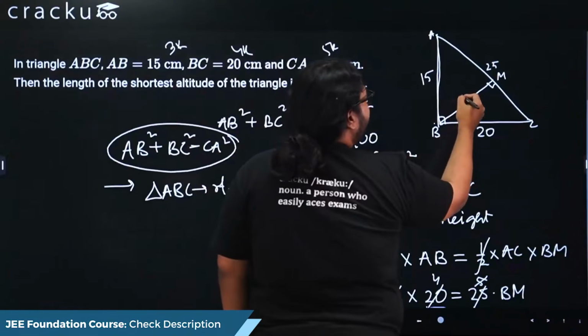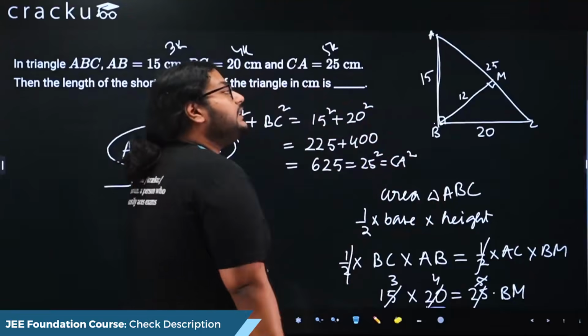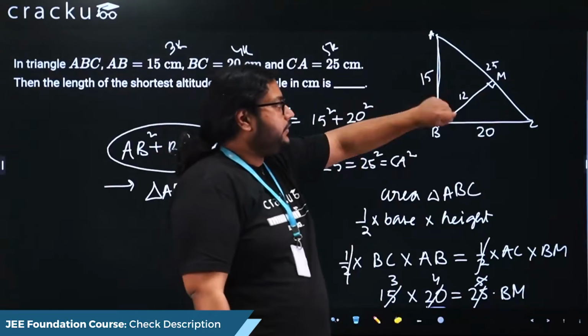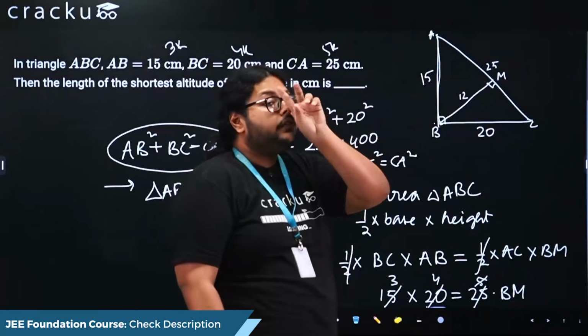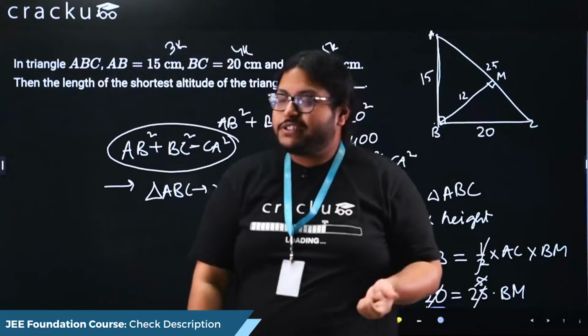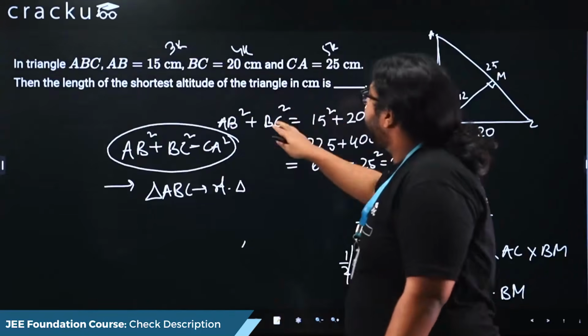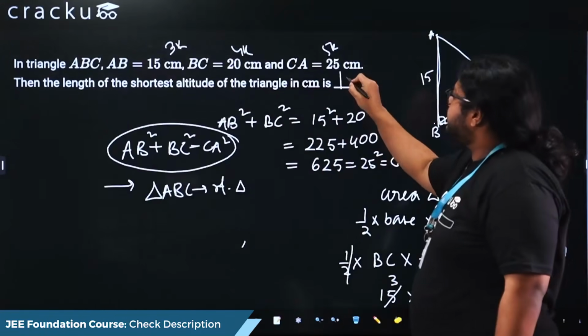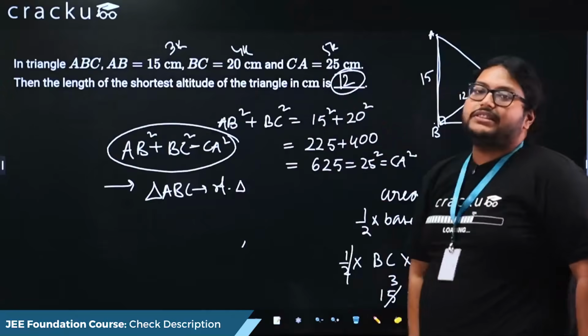So here we have this. So what are the three altitudes now? One altitude is 15, one is 20, other is 12. The length of the shortest altitude is 12 centimeters. The answer here is 12.